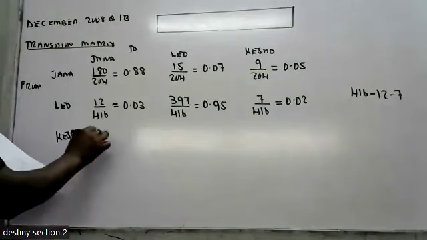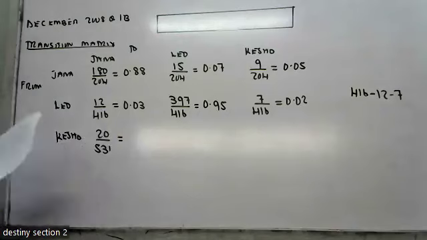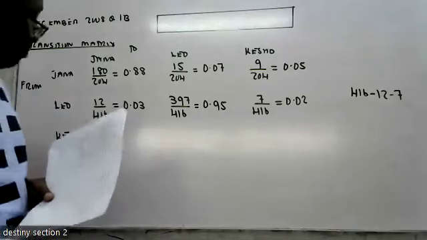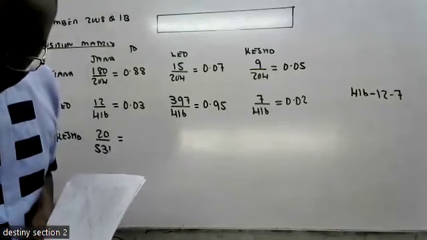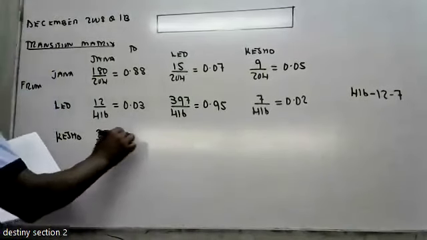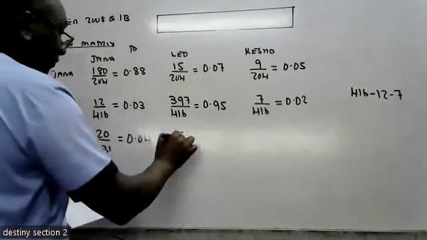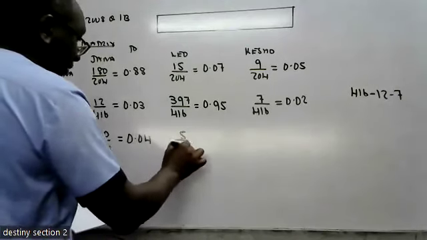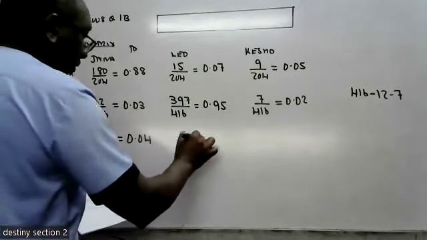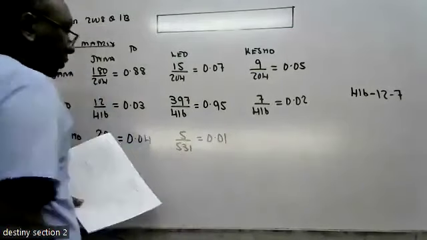And then I come to Kesho. Kesho, I have 20 out of the began with 531. So that will be 20. You divide by 531. To 2 decimals, you should give me 0.04. When I come here, this is 5. You divide by 531. So this one to 2 decimals is 0.01.